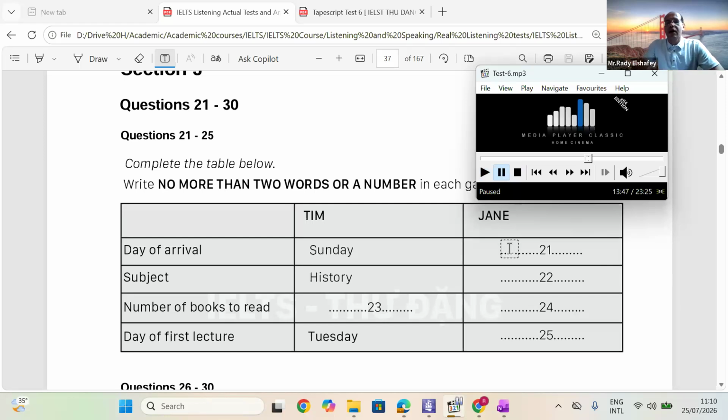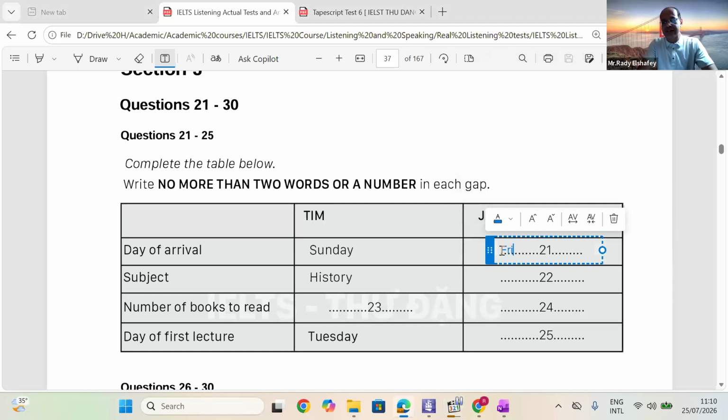Okay. Day of arrival for Jane. Friday, yes. At first, there was a kind of distractor. The speaker said Saturday, but then she corrected herself, saying, but wait, and she corrected herself saying Friday. So take care of these distractors and listen to the end.